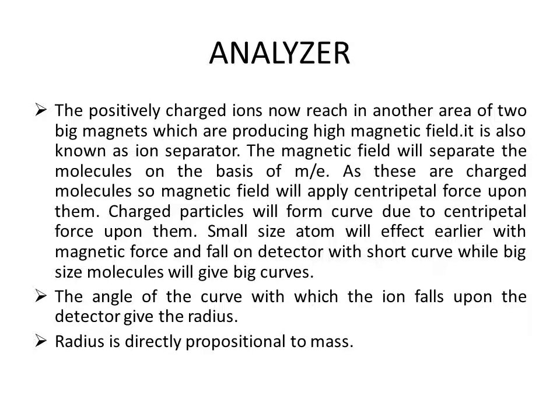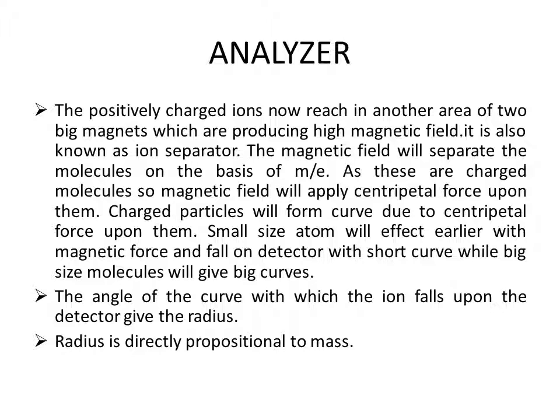Now as these are charged molecules, positive ions, the magnetic field will apply centripetal force upon them. We all know that due to centripetal force it will move round. Charged particles will form a curve due to centripetal force upon them. Small size atoms will be affected earlier by the magnetic force and fall on the detector with a short curve, while no doubt big size molecules will give big curves.